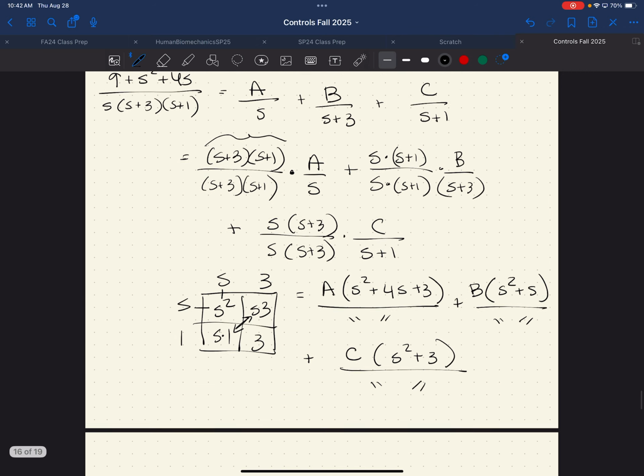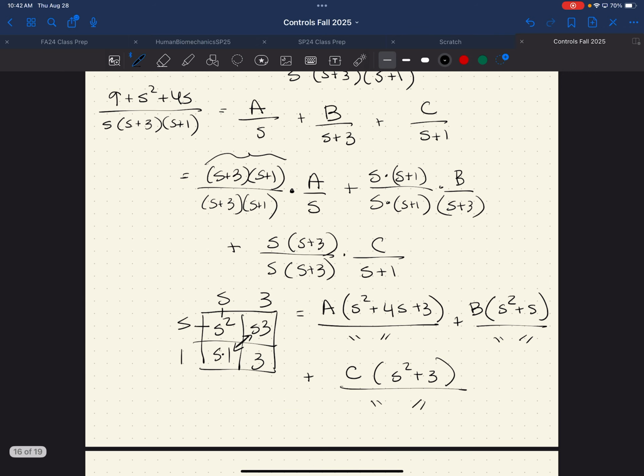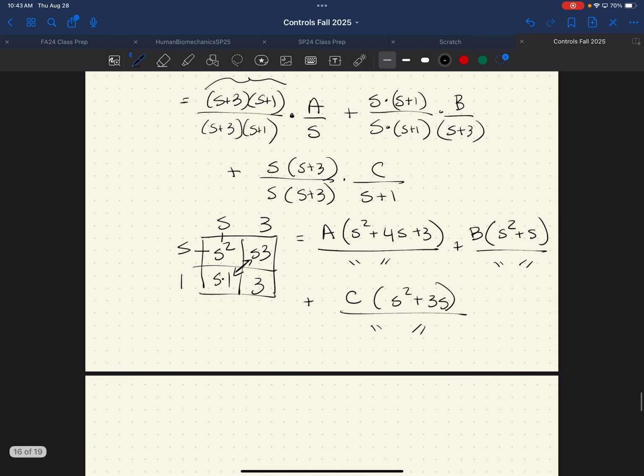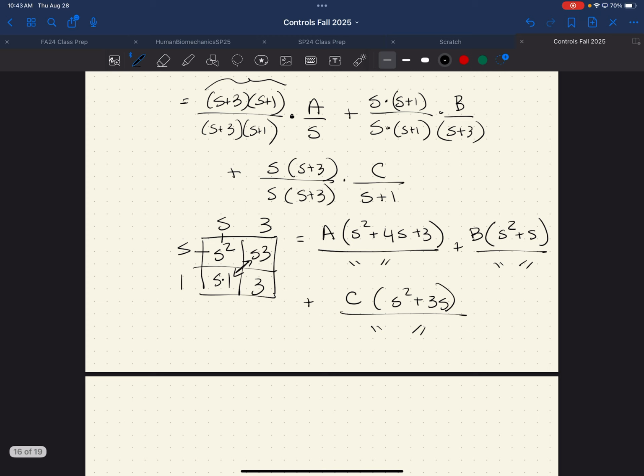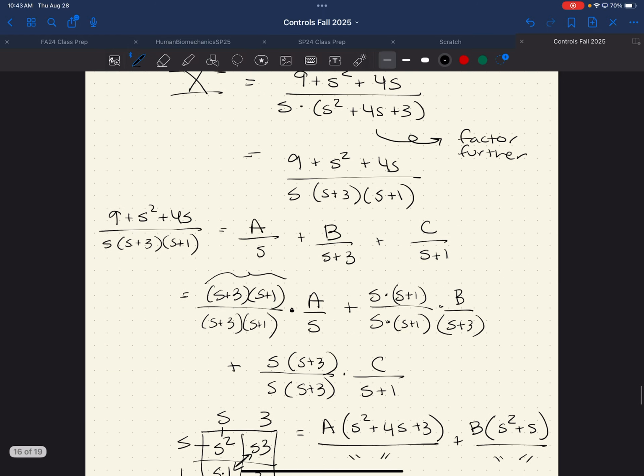Wait, where? For c, 3s, yes. And I did it right here because it was 1. Got it. Okay, so these are all grouped by what multiplies a, what multiplies b, and what multiplies c, but we need to regroup it so that this is what multiplies s squared, this is what multiplies s, and this is our constant, so that we can compare it to what's on the left.